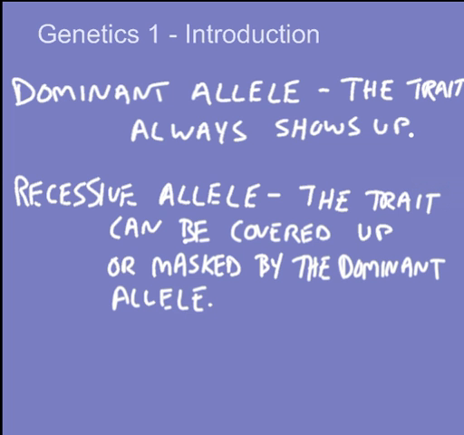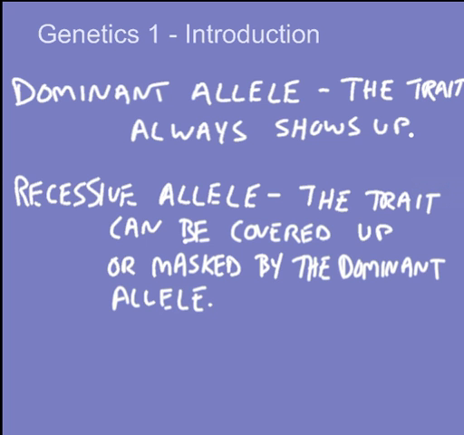Okay, so remember, the dominant allele is always going to show up, whether it's purebred for the dominant or if it's a hybrid. If the dominant allele is present, you are going to see that trait. The recessive alleles can be covered up or masked by the dominant alleles. And I just want to finish up with a little bit about the notation in genetics. Remember that the dominant allele always picks the letter. The recessive allele gets a small case letter of the same thing.